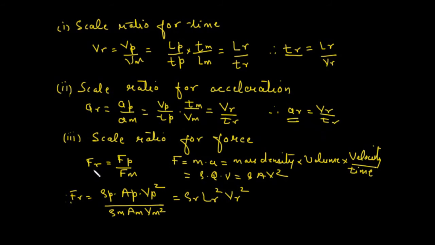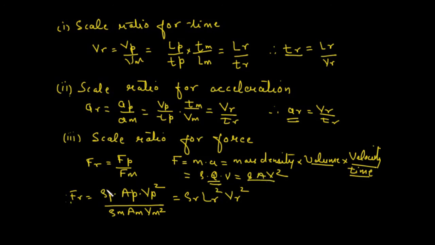Now lastly, the scale ratio for force is given by Fr is equal to Fp upon Fm. So force in prototype upon force in model. Now in place of force, we can replace force by mass into acceleration. Mass can be written as mass density into volume. Acceleration is written as velocity upon time. So this volume upon time can be replaced by discharge, that is the volume flow rate, and discharge we can write as area into velocity. So ultimately force is equal to rho A V square.